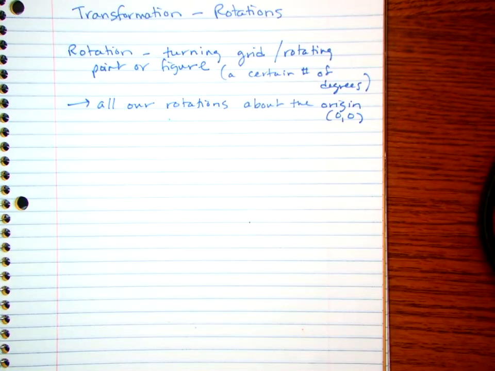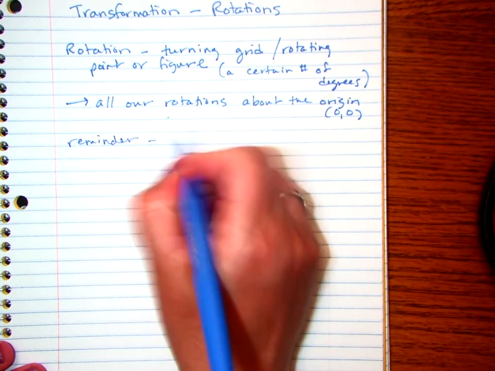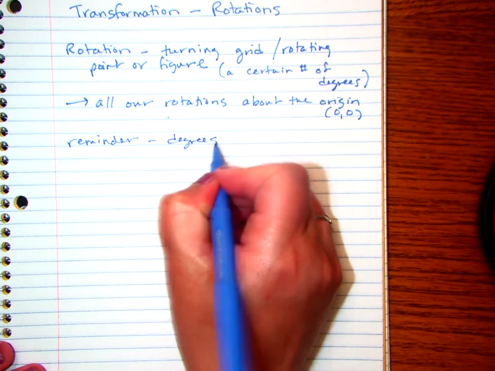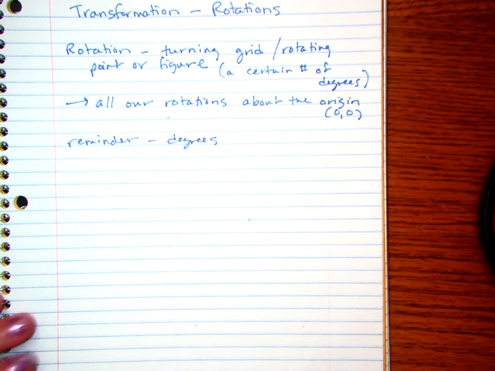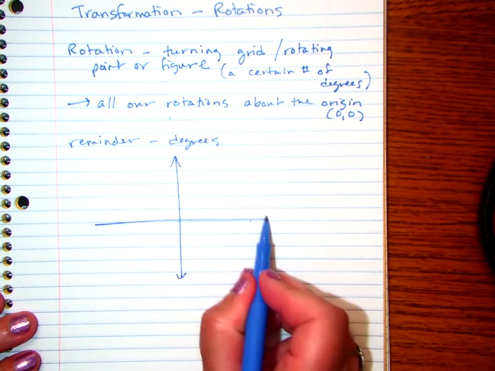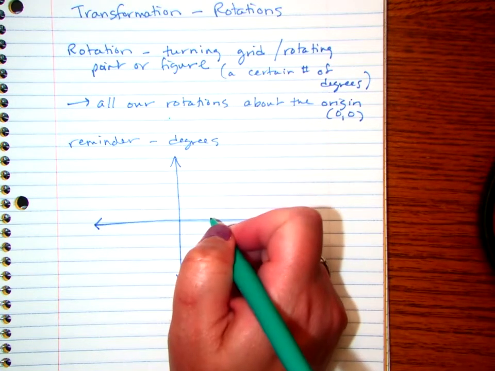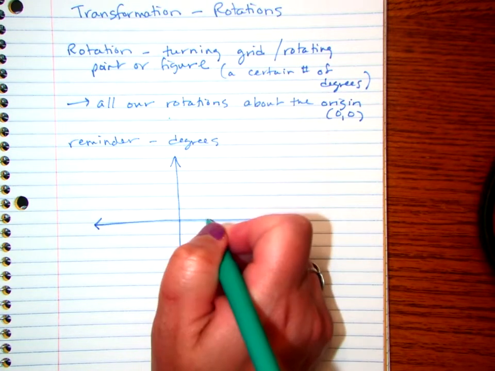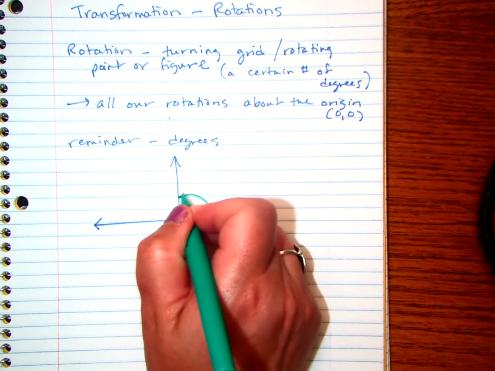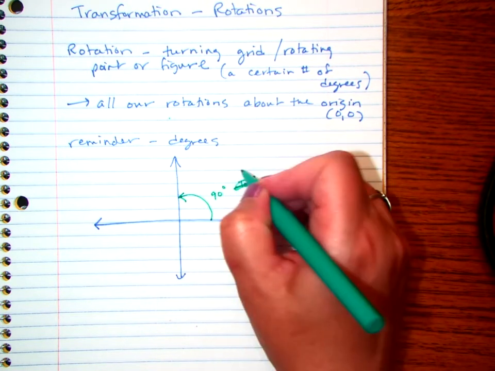Okay, so let's do a reminder about degrees. Different angles of rotation here. So I'm going to give you a grid here. Rotations occur in 2 directions, either clockwise or counterclockwise. We're going to start with counterclockwise. So let's say I had something here. If I were going to go 90 degrees, this would be 90 degrees counterclockwise, think about a clock.